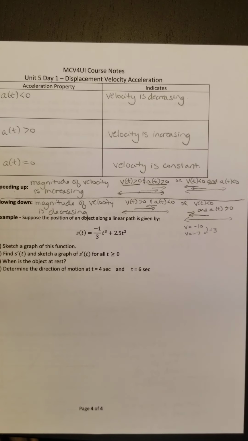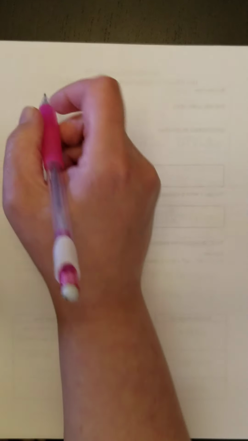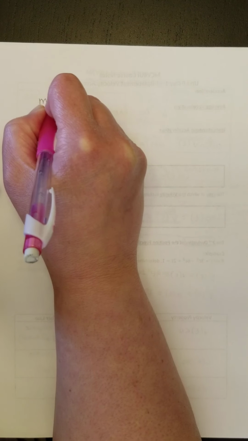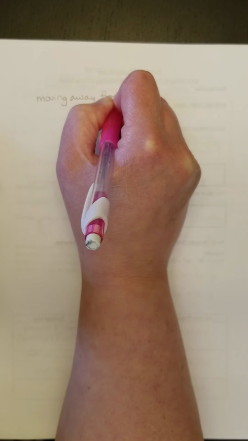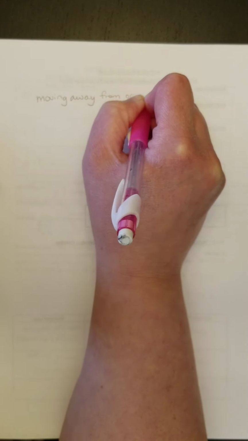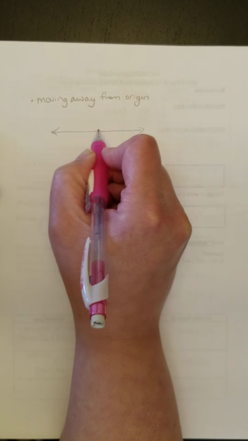Okay. The last thing I'm going to add, and it's not actually in the note, is talking about moving away from or towards the origin. So I'm going to do the same idea. If you want to know, are you moving away from the origin? There are two choices here. We're not going to be looking at acceleration in this case. We're going to be looking at position and velocity.